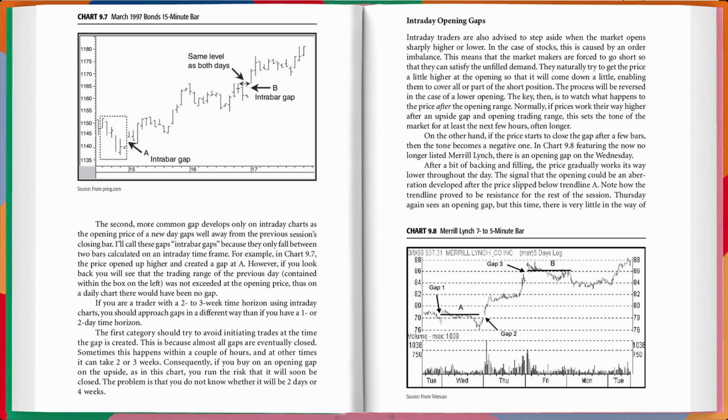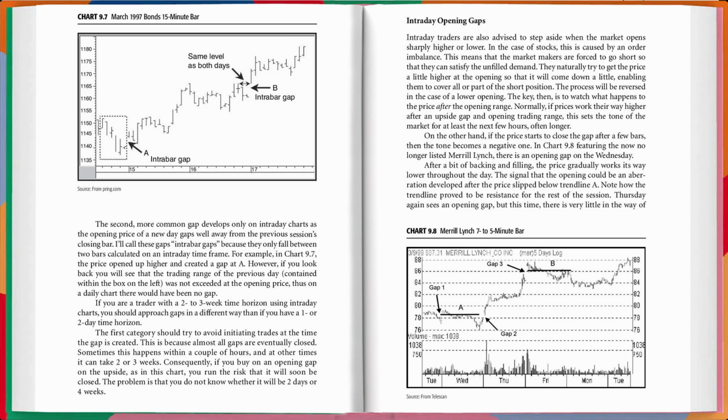For example, in chart 9.7, the price opened up higher and created a gap at A. However, if you look back, you will see that the trading range of the previous day, contained within the box on the left, was not exceeded at the opening price. Thus, on a daily chart, there would have been no gap. If you are a trader with a 2 to 3 week time horizon using intraday charts, you should approach gaps in a different way than if you have a 1 or 2 day time horizon.